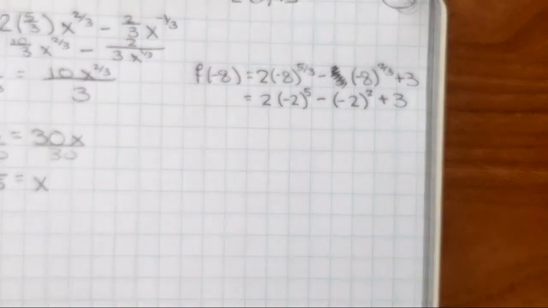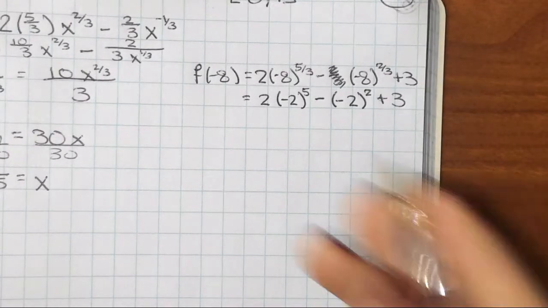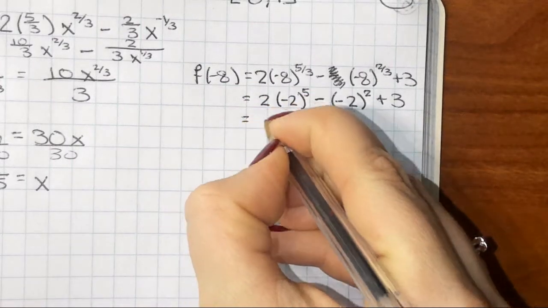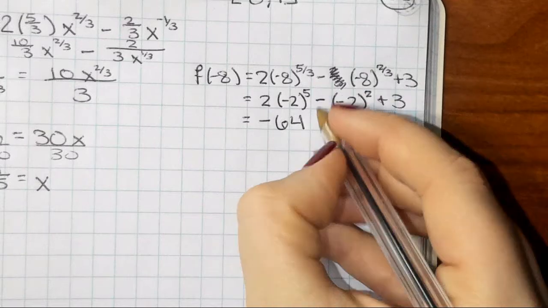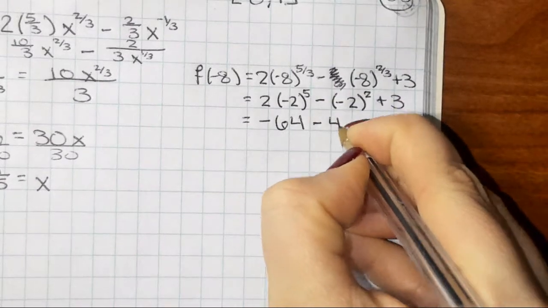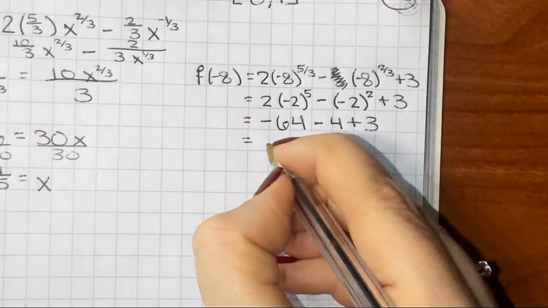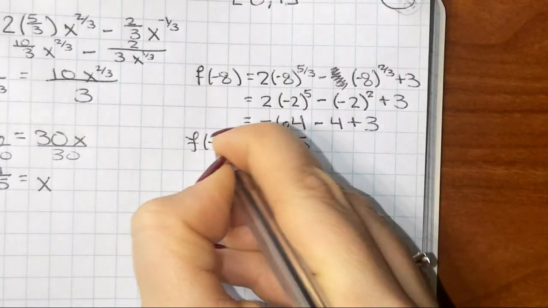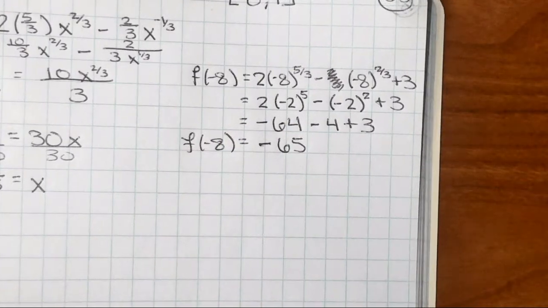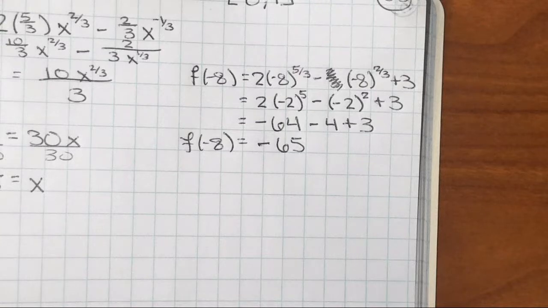Okay? Negative 2 to the 5th happens to be negative 32, times 2 is going to be negative 64. This is going to end up being just minus 4 plus 3. This is just math. I'm going to get negative 65. So f of negative 8 is that value. Okay? This is not calculus. This is just algebra.